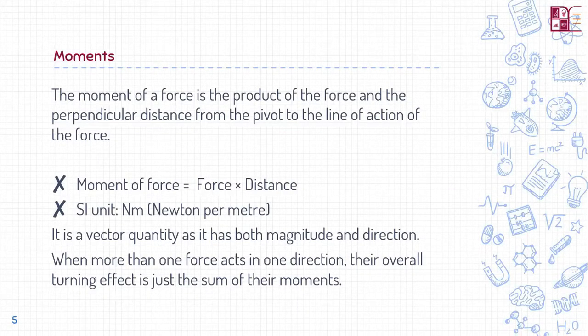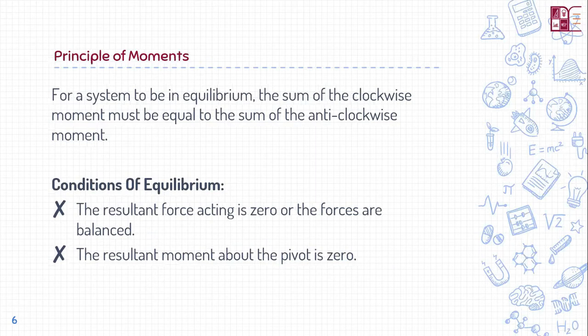Now, principle of moments. For a system to be in equilibrium, the sum of the clockwise moments must be equal to the sum of anti-clockwise moments. Condition of the equilibrium is the resultant force acting is zero or the forces are balanced. The resultant moment about the pivot has to be zero.